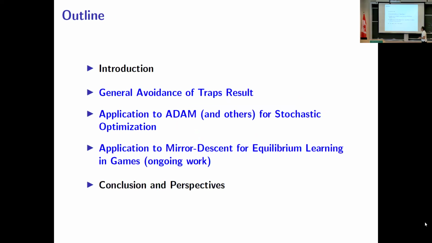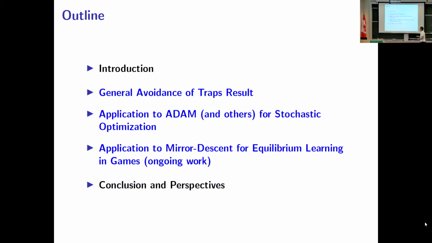Okay, so here's the outline of my talk. I will first explain what we mean by avoidance of traps. So what is this general problem that we're interested in here? And give a general avoidance of traps result that I will explain. Then we will be able to apply this result to a very famous algorithm called the Adam algorithm, which is used in training neural networks. And we will focus on even a class of algorithms using momentum, which are popular in practice.